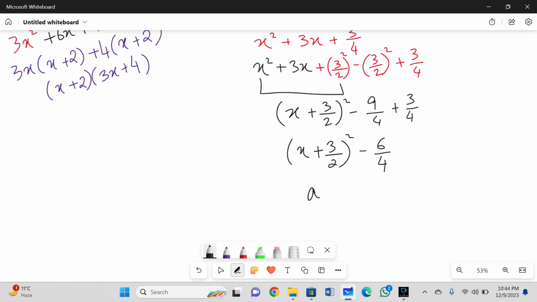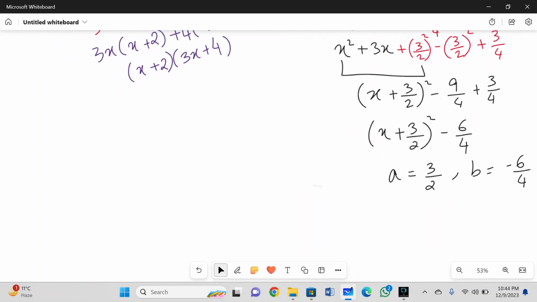So the value of a is going to be 3 over 2, whereas the value of b is going to be negative 6 over 4. This is all from algebra that you may have in your upcoming examination.